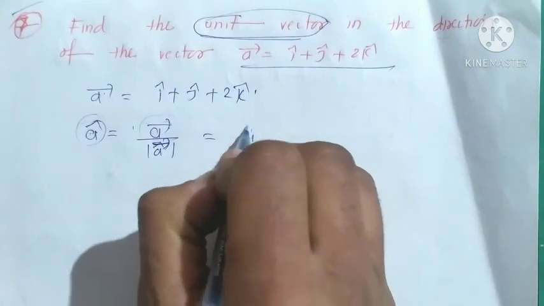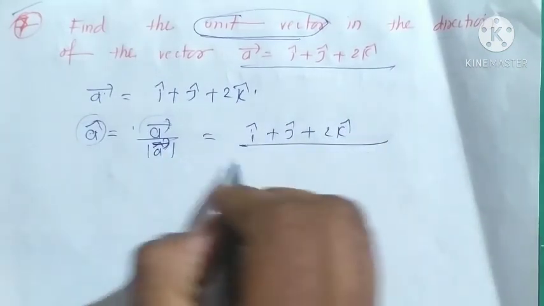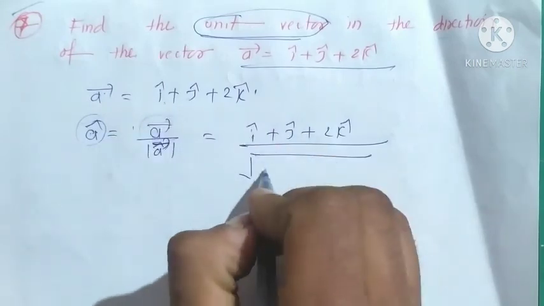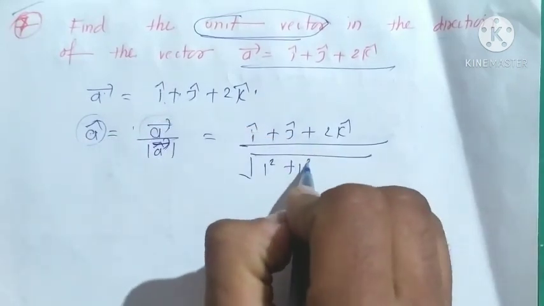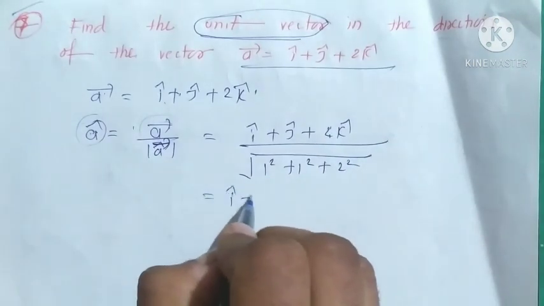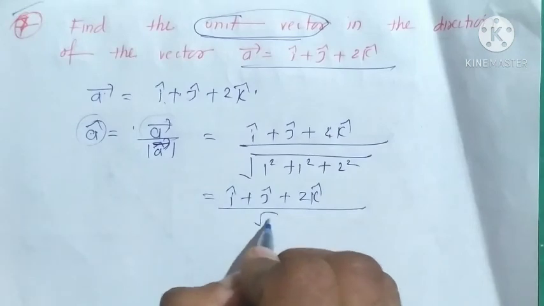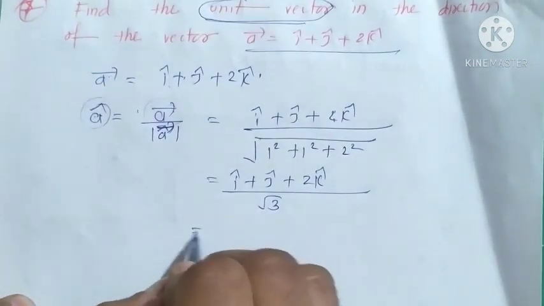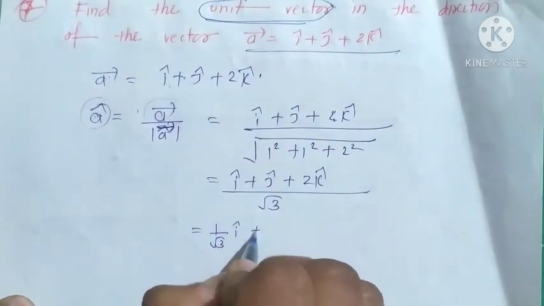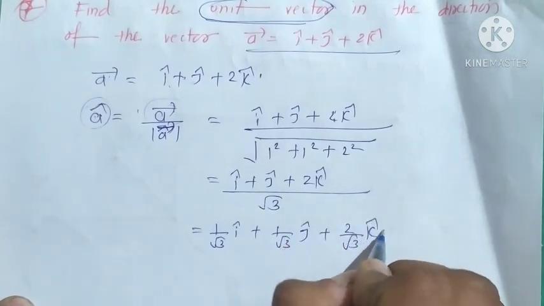So first we write i plus j plus 2k upon the magnitude value of vector A. So 1 square plus 1 square plus 2 square. So i plus j plus 2k upon under root 6. And finally we can write here 1 upon under root 6 i, 1 upon under root 6 j, 2 upon under root 6 k.